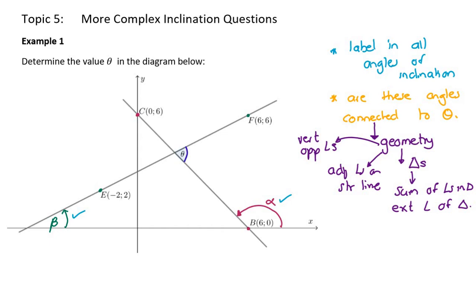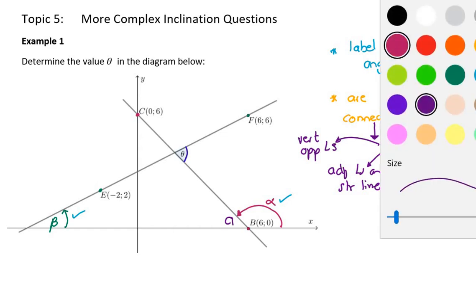Well, if I found alpha, I could use angles on a straight line to find, and I'm kind of running out of letters here to use this, so let me call this x. Actually, I'm not going to use x. I don't like using x on a Cartesian plane because there's x coordinates in there, the x-axis. So let's call this a. So if I knew alpha, I could find a by doing angles on a straight line. Now, how could that help me?